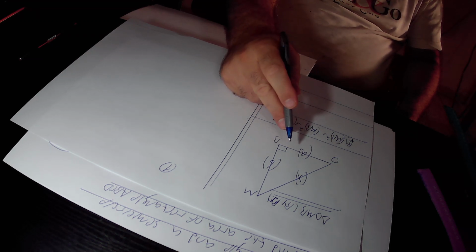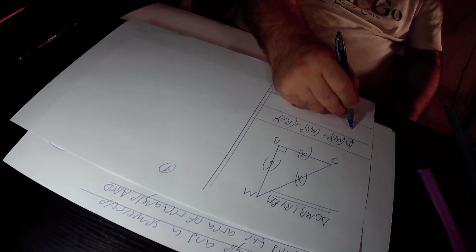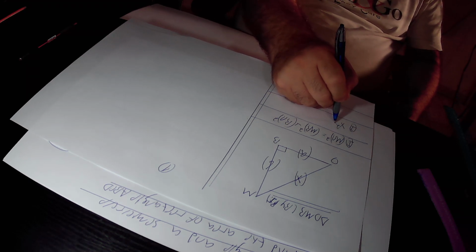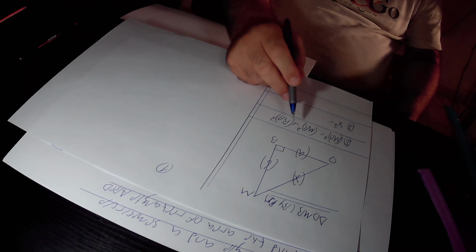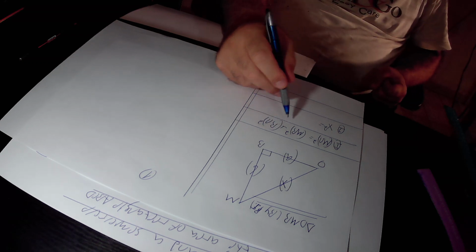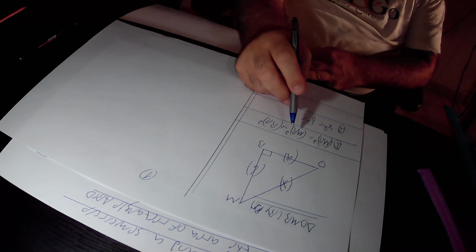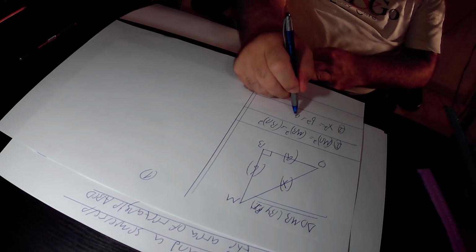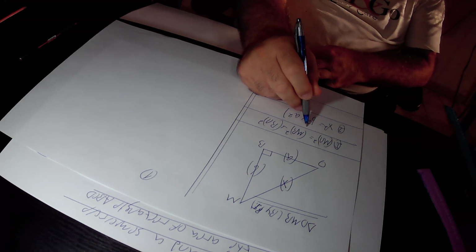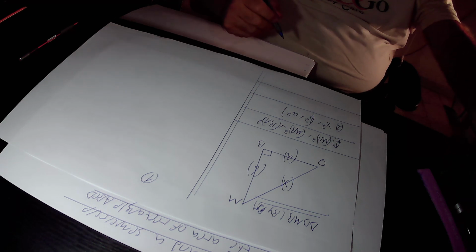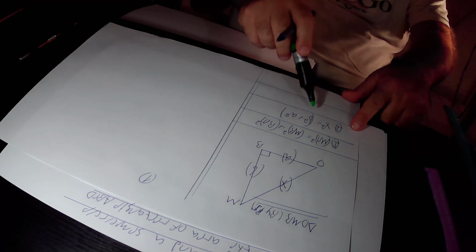MO is x, therefore MO squared is x squared. And it is equal to MB squared. MB is B, therefore MB squared is B squared, plus BO squared. BO is A, therefore BO squared is A squared. So in total, according to equation 1, we found out that x squared equals B squared plus A squared.